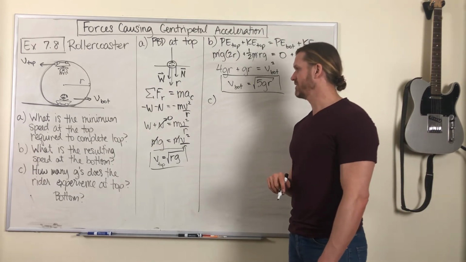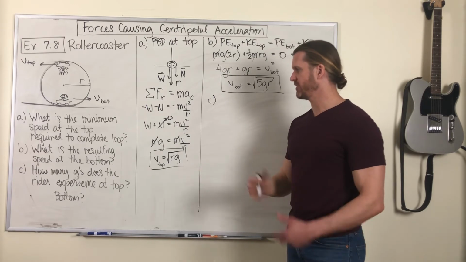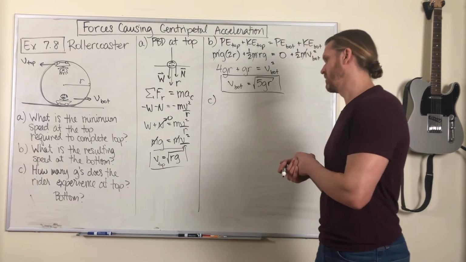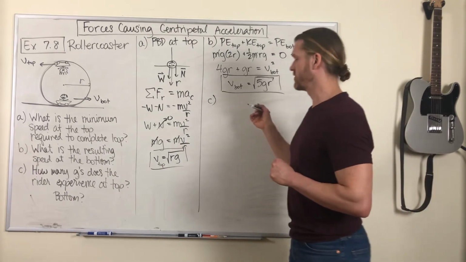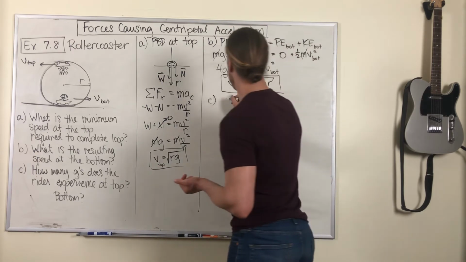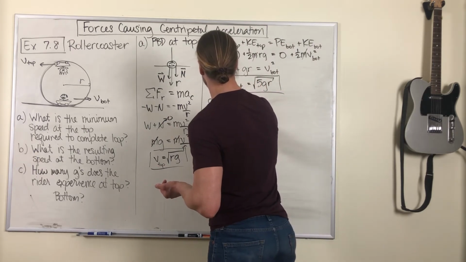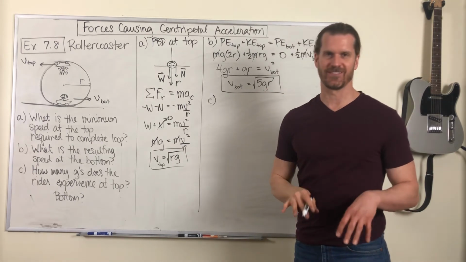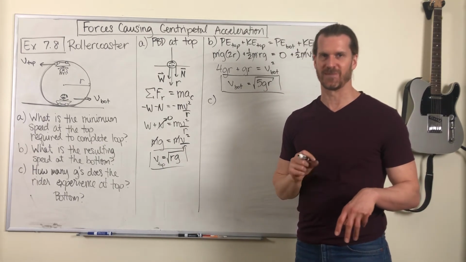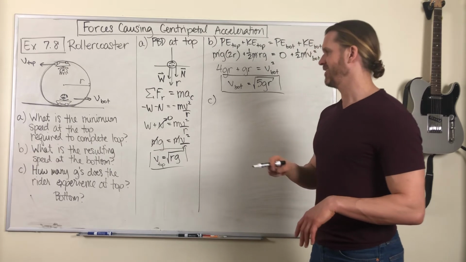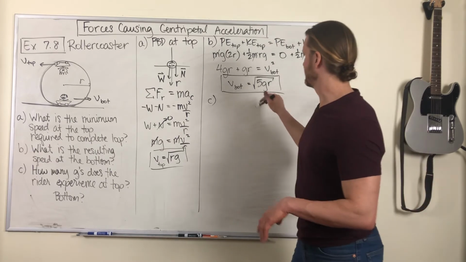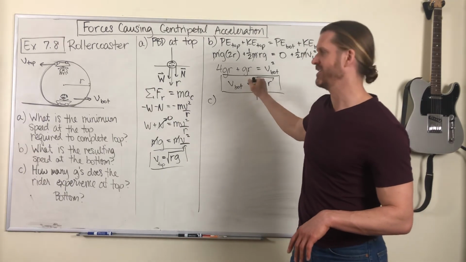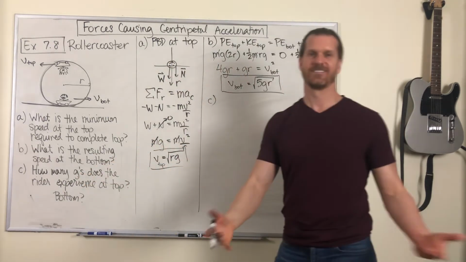Now part C, how many G's does the roller coaster rider experience at the top and at the bottom? So let me remind you of the definition of G's. Unfortunately, this is another one of those cases where we're using the same symbol to mean different things. We already have this g, but that just means 9.8 meters per second squared. This G is something different.